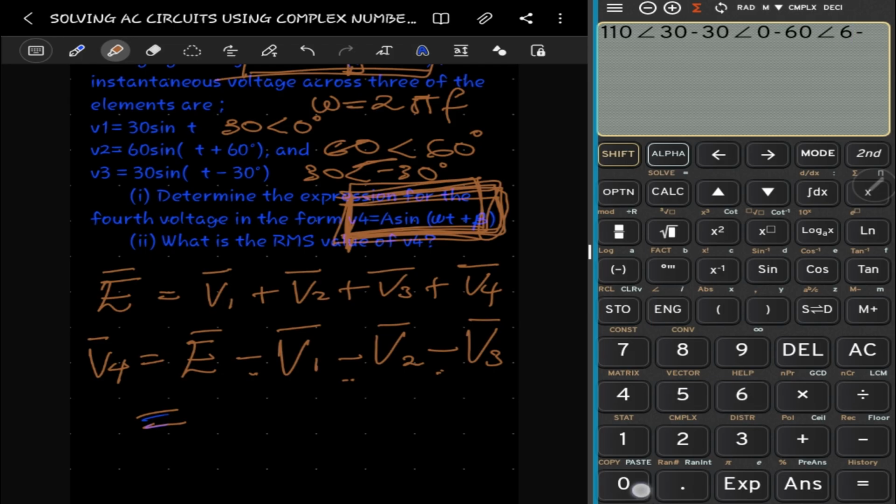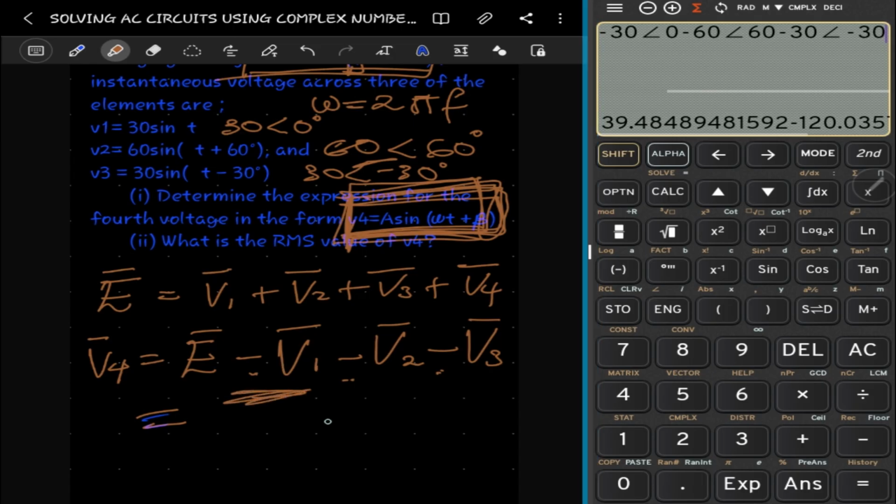60, V3 30, phase angle being minus 30. Remember, when we have it in this format, we are not using the trig, so you should not do the computations in radians. It must be in degrees.